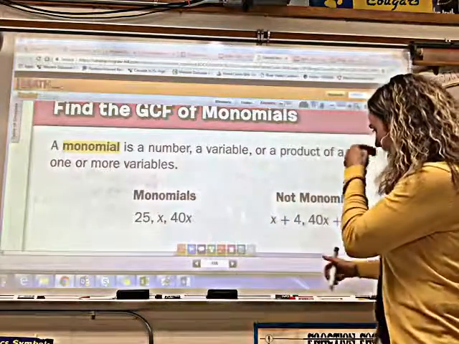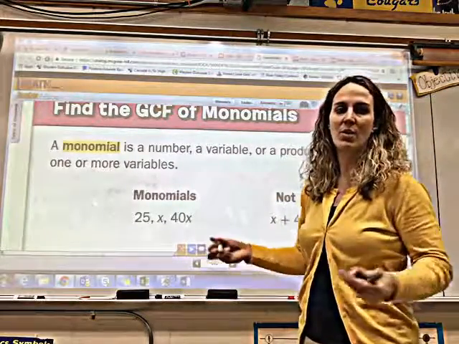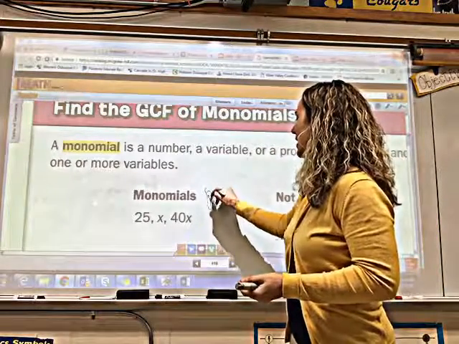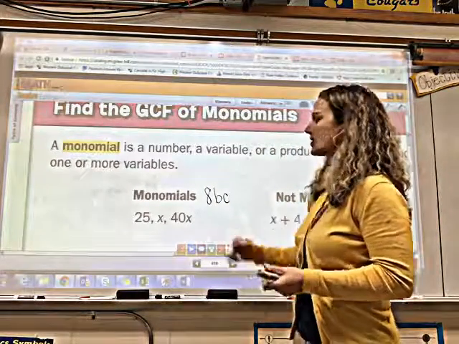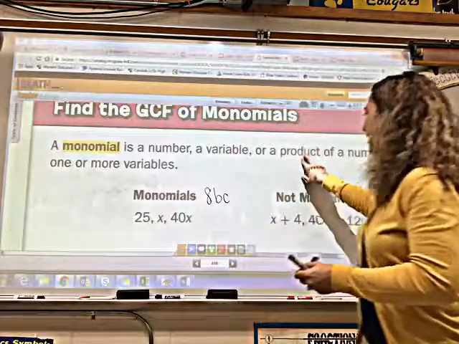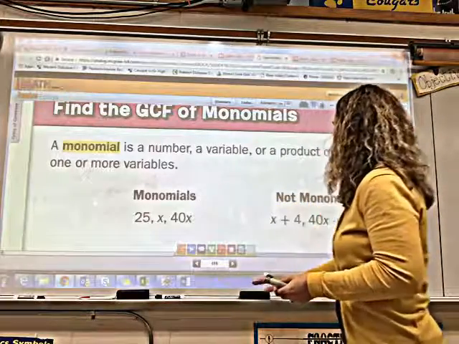Those are examples. You can also have more than one variable. So one of the things that you may want to consider in terms of an example is you could actually have 8bc, okay? You have a number, you've got one or more variables, and I'm multiplying them, I'm getting the product. So there could be another example that you would see.